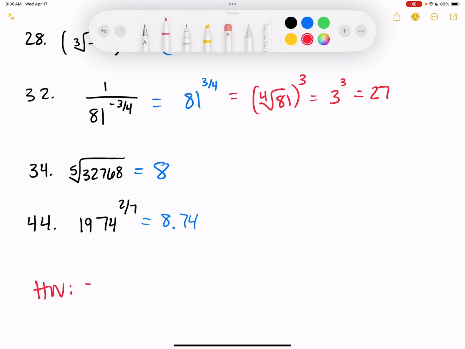7, 13, 15, 19, 25, 27, 31, and then calculator ones, let's do 41 and 45.